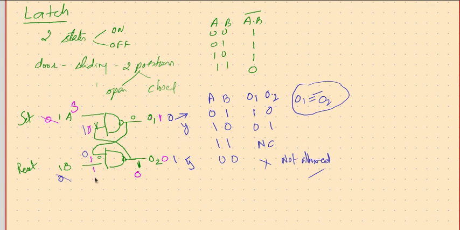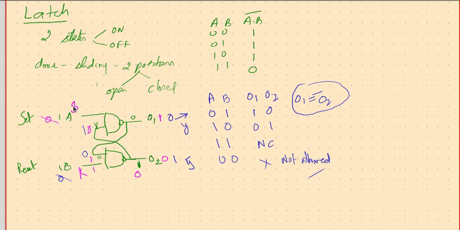So in other words, this can be called with a symbol S, and this can be called with a symbol R. If S is made 0, output is set. If R is made 0, output is reset. And if both are 1, then output will not change. So, as long as the inputs are 1 1, you don't find any change in the output. Output will change only when it is triggered from the outside world.